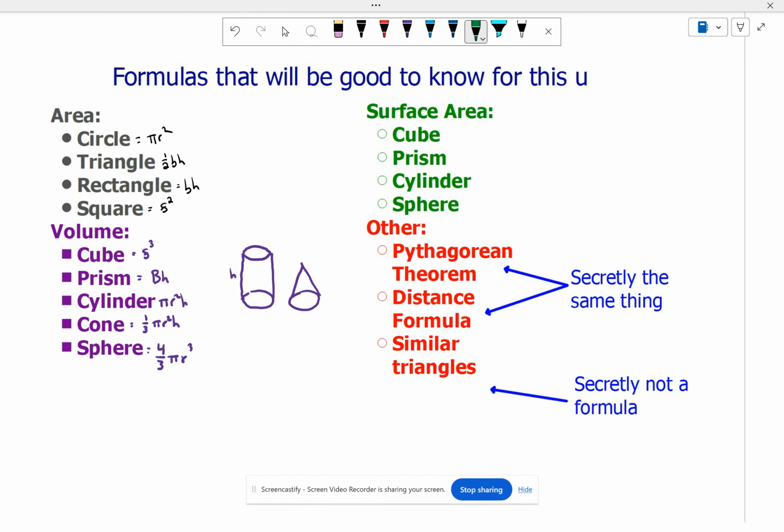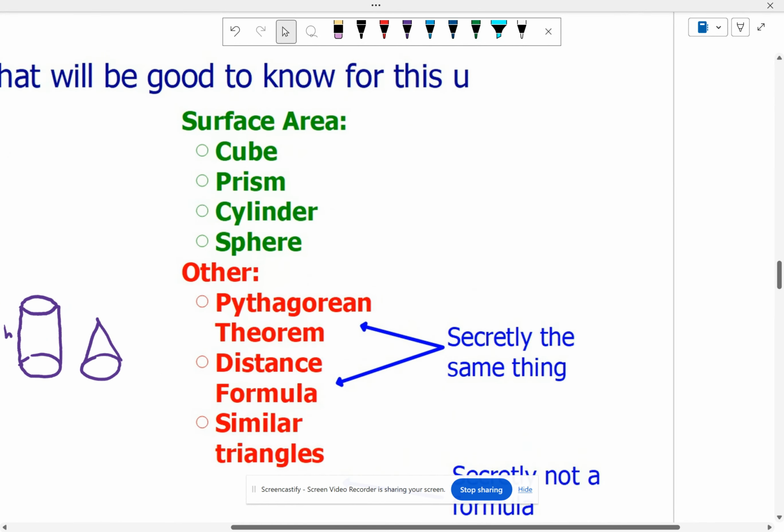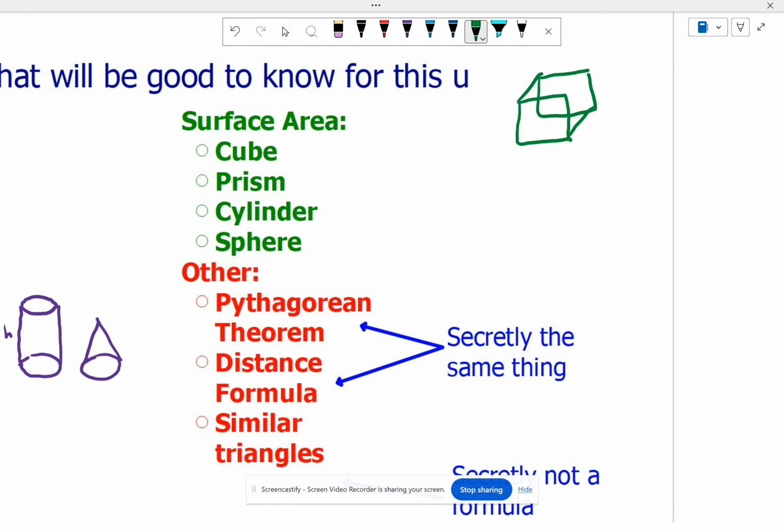Surface area is if you were to cover or paint the outside of a three-dimensional solid, how much paint would you use? How much area do you use up? So a cube, think of a dice. A dice has 6 sides. Each of them is a square. So if I wanted the area of one side of a dice, that's just s times s, so s squared. Now there's 6 sides of a dice, so you're going to multiply it by 6. And that's how you find the surface area of a cube.